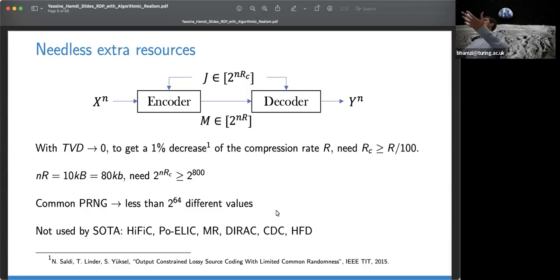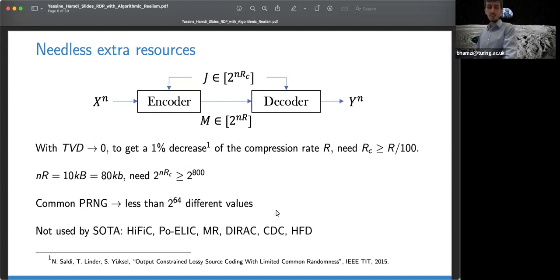We're not even talking about getting the optimal compression rate. Meaning if we don't have this common randomness, then we will severely pay in terms of compression rate. We will have bigger file sizes, all that to satisfy the divergence-based constraint. And we see in state-of-the-art image compression algorithms, they're not using common randomness, and certainly not these enormous amounts.